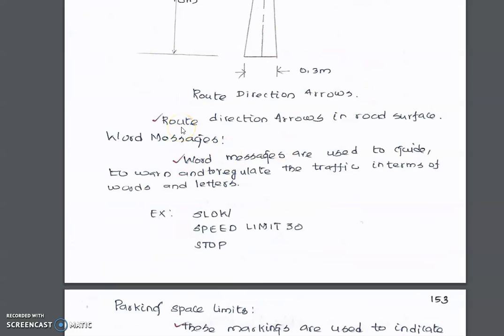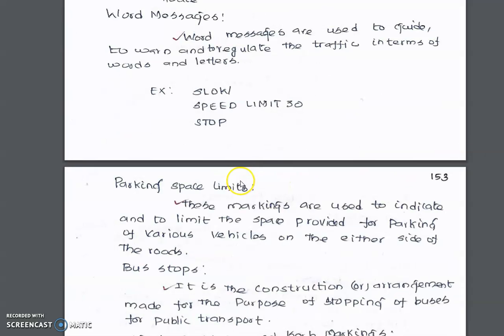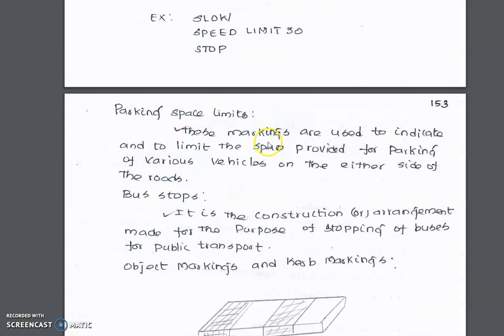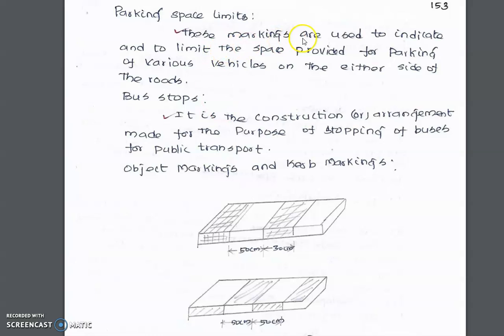Then beside the route direction arrows on a road surface, you have to display word messages. Word messages are used to guide, to warn and to regulate the traffic in terms of words and letters. For example, slow, speed limit 30, or stop. Now we have to do the parking space limit. These markings are used to indicate and to limit the space provided for parking of various vehicles on either side of the roads.